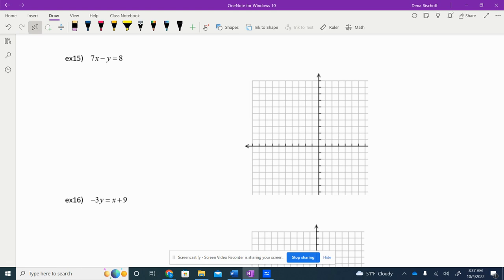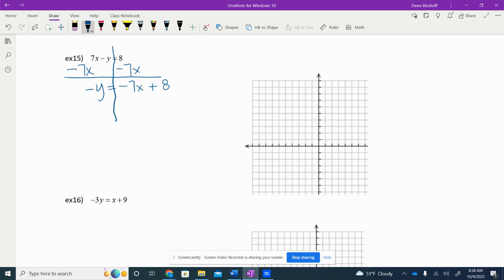All right. Number 15. First thing I have to do is solve for y. Lainey, what do you want to do first? Yeah, we're going to subtract 7x from both sides. So negative y equals negative 7x plus 8.